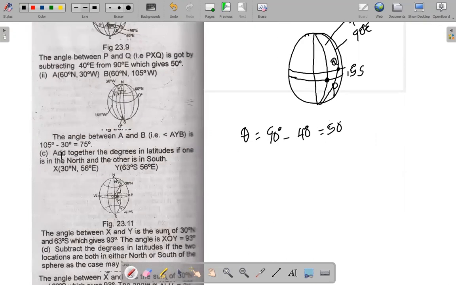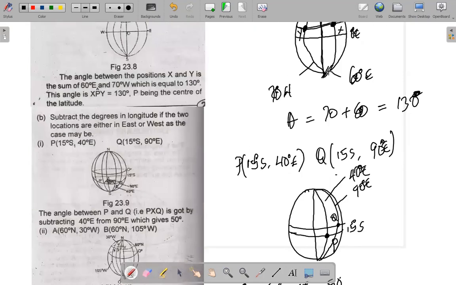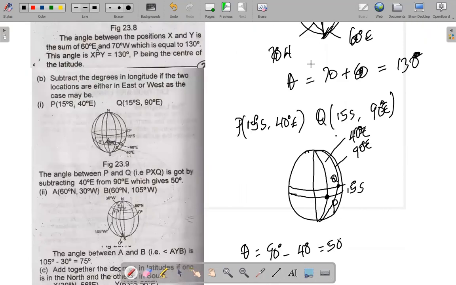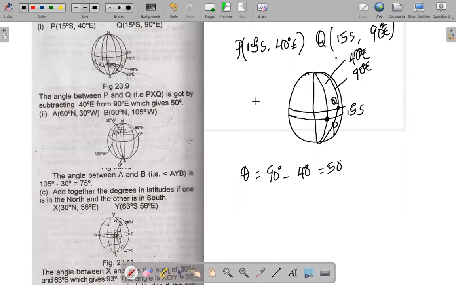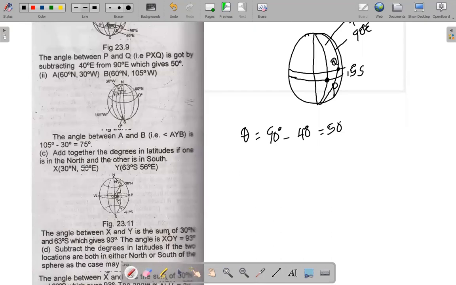Then point 68: add together the degrees in latitude if one is in the north and the other is in the south. So these two we have done are in terms of longitude. The angular distance between 2 points here is in terms of longitude. Now this point is saying that we add together the degrees in latitude if one is in the north and the other is in the south.